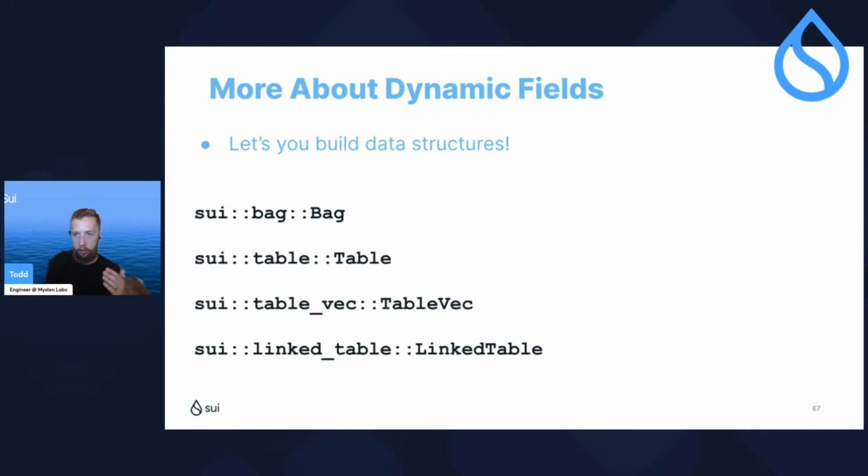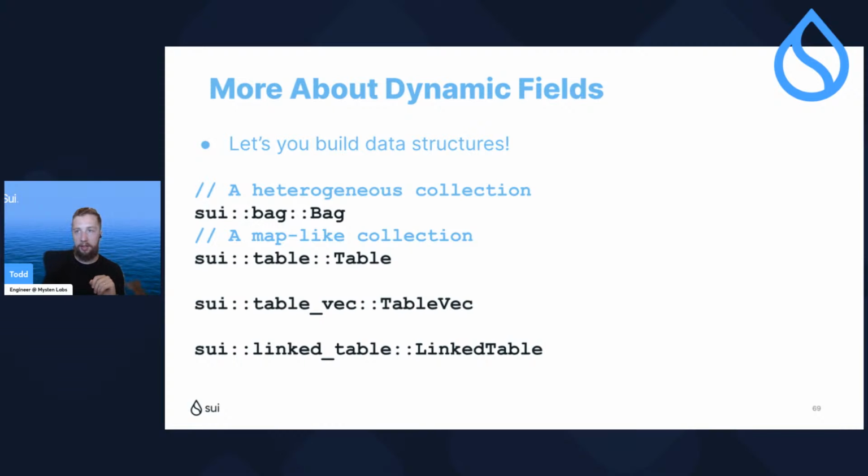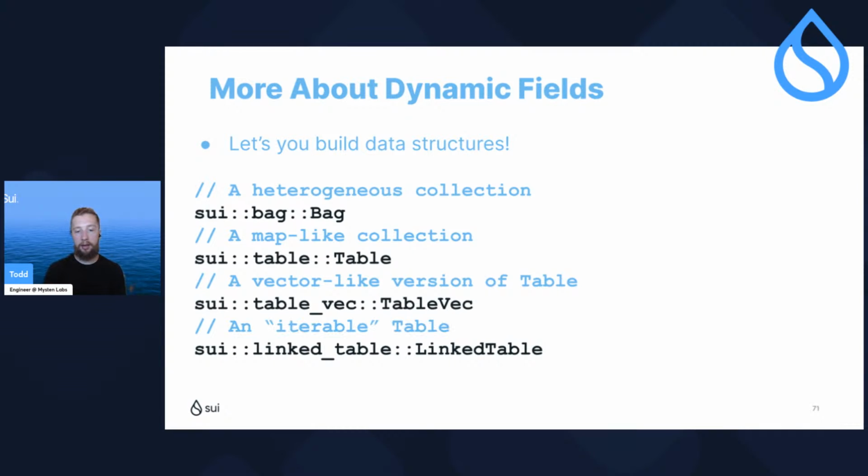There's a few other data structures that I just mentioned. We have bag, which is the heterogeneous collection, the map-like collection of table, and then we have tablevec, which is a little weird name, but it's really just a vector, except it's implemented with dynamic fields. And then we have linked table, which is an iterable table. This way you can ask for any field, you can ask for its previous or next value. So it's kind of like a doubly linked list inside of a table.